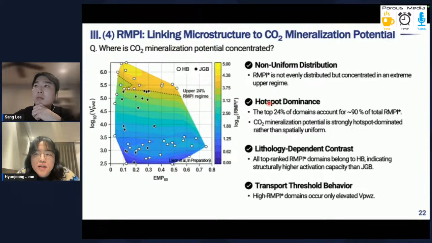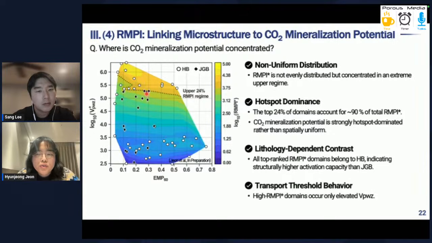Next, we investigate how actual mineralization potential is distributed within the pore space. To visualize this, we generated an RMPI map based on the micropore fraction and activity, and this map reveals several critical features of mineralization potential. First, the distribution of RMPI is highly non-uniform and polarized.